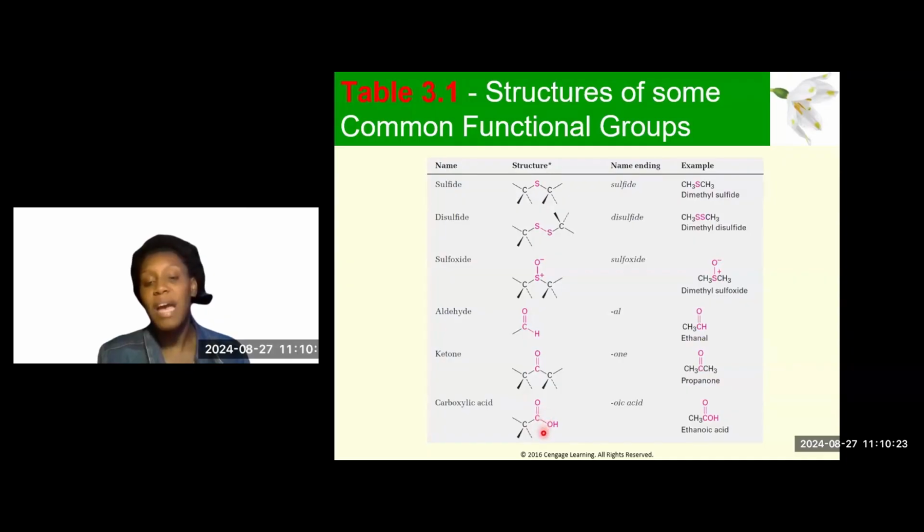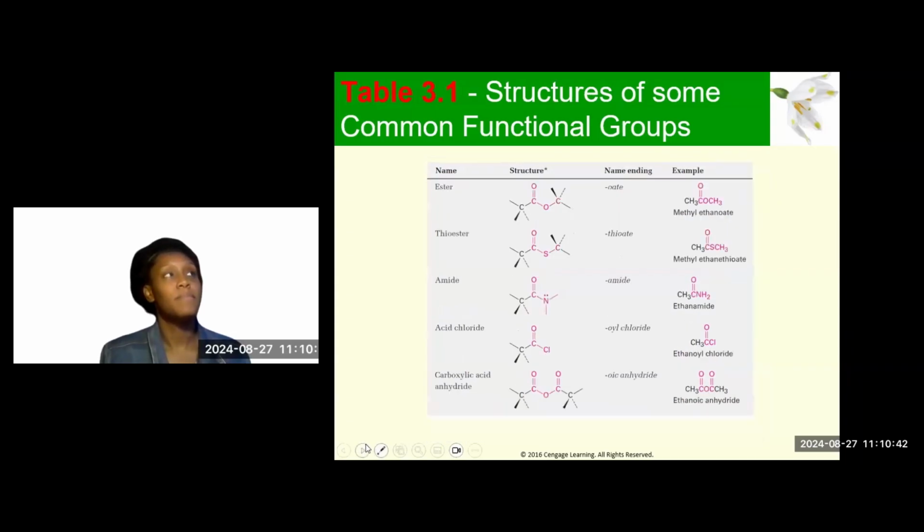Now, keep going on. You have a carbonyl group, and this time, if you have an OH attached to one side of the carbonyl group, you call that a carboxylic acid. Those are your acids, like acetic acid, malic acid, lactic acid, those are all carboxylic acids. All right, so what happens when you no longer have a carboxylic acid? That hydrogen is replaced with a carbon. We call those esters.